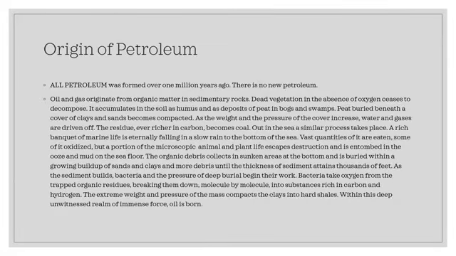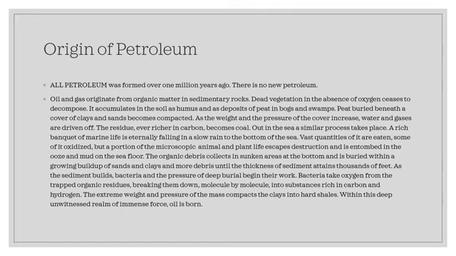Origin of petroleum. All petroleum was formed over 1 million years ago. There is no new petroleum. Oil and gas originate from organic matter and sedimentary rocks. Dead vegetation in the absence of oxygen ceases to decompose. It accumulates in the soil as humus and as deposits of peat in bogs and swamps.